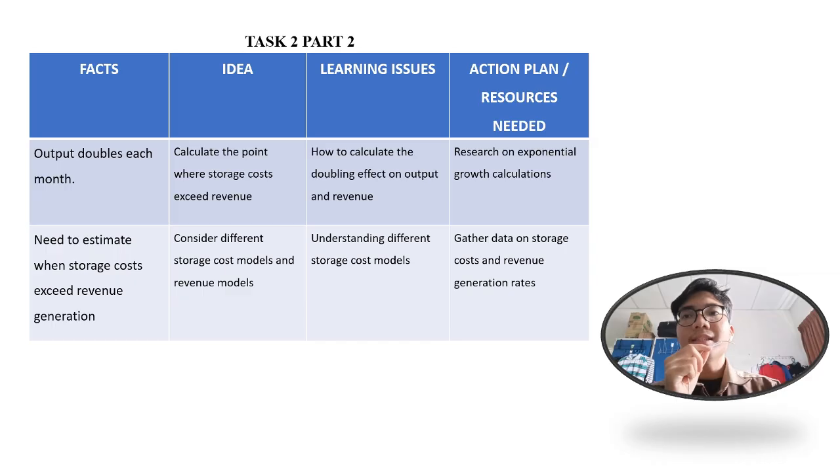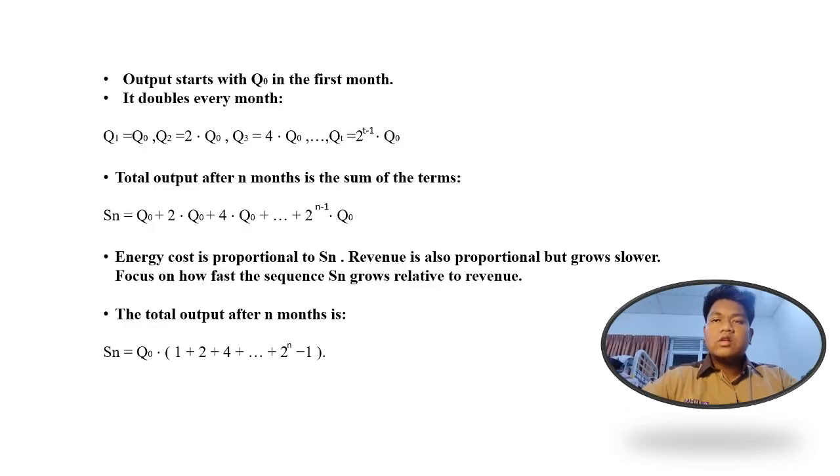The second fact is need to estimate when storage costs exceed revenue generation. The idea is to consider different storage cost models and revenue models. The learning issue is understanding different storage cost models. So the action plan or resources needed is gather data on storage costs and revenue generation rates. Now we move to part 2. With the output doubling each month, estimate when energy storage costs might exceed revenue generation. Propose a solution to address this scenario.